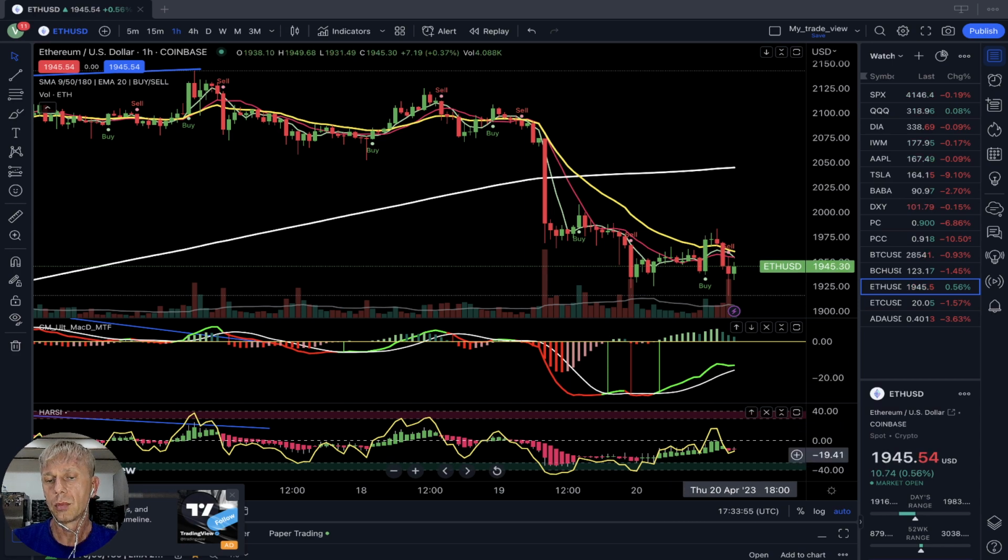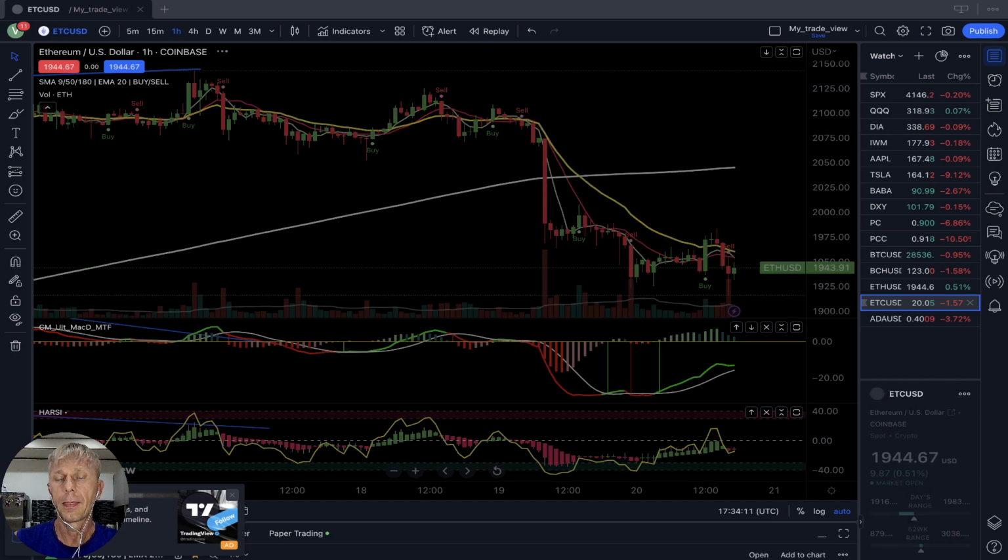It's again building bullish divergences on 1 hour time frame for Ethereum, but still trend bearish with bullish divergences on short time frame. Let's move to Ethereum Classic daily time frame.